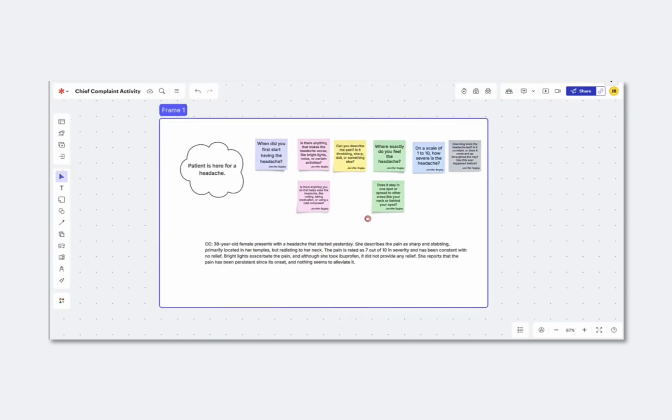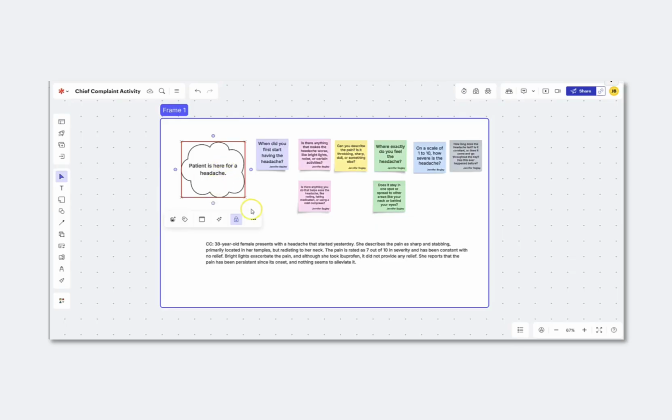One way that I can utilize Lucid Spark, and I thought it was really neat, was I would be able to go to each section and show them exactly where this question sits in my chief complaint. So here, the primary reason for the patient being here is the patient has a headache. And where is that at? Well, it's going to be right here. Then, when did the patient first start experiencing this?